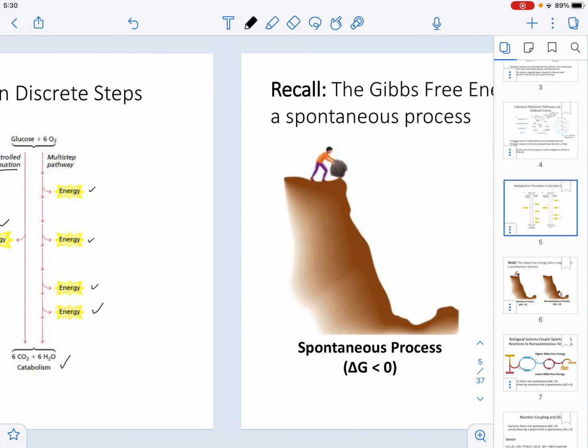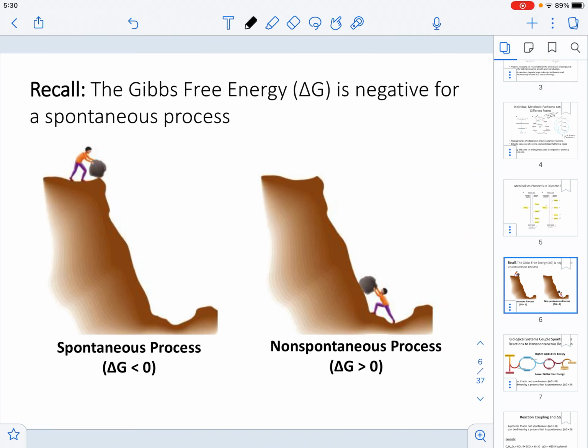Whenever we're talking about all of this energy, remember that we need to remind ourselves of Gibbs free energy. In Gibbs free energy, remember that it is negative for a spontaneous process. What we're going to see is that in many biological systems, we're going to have spontaneous processes, which means they're going to have a Gibbs free energy value that is less than 0. And we can also see that there are going to be some instances in which some of these processes are non-spontaneous, which means that the delta G value, in other words, the Gibbs free energy, is going to be larger than 0.